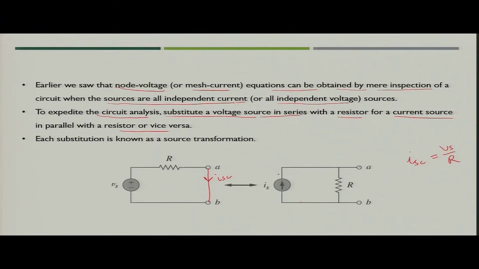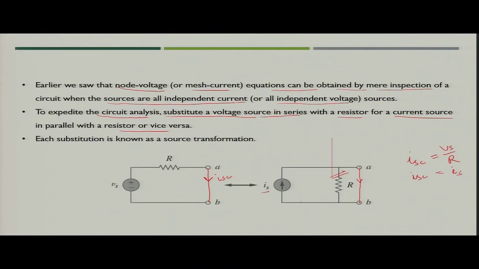Now, in the other circuit, if you are short circuiting A and B, what will happen? The resistance will be neglected in that case. So, the short circuit current flowing from A to B would be equal to Is. Here we will represent the same circuit with Is given in small form.